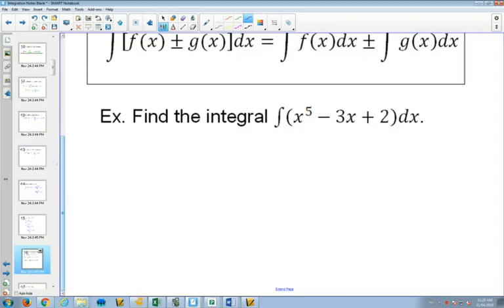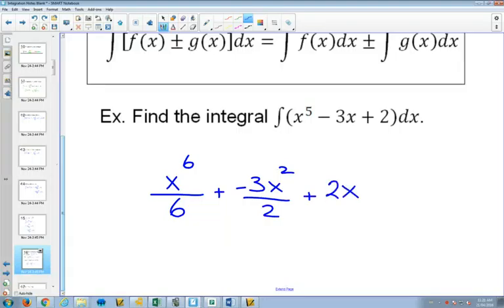So for this first example, integral of x to the 5, add 1 to the exponent and divide. Add 1 to the exponent and divide. Integral of 2 would just be 2x plus c.